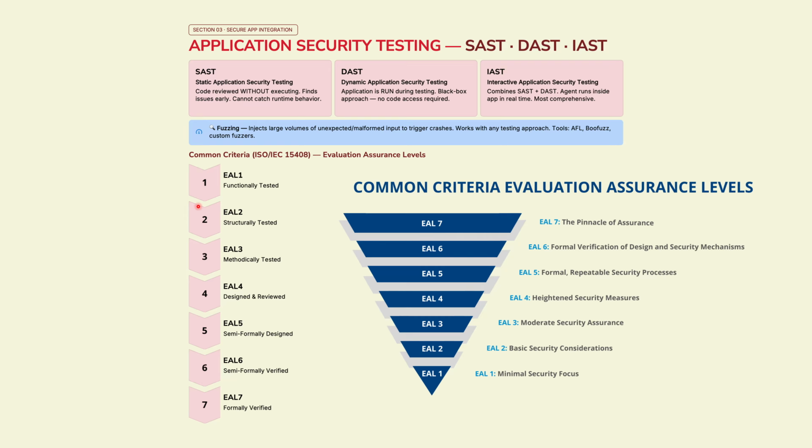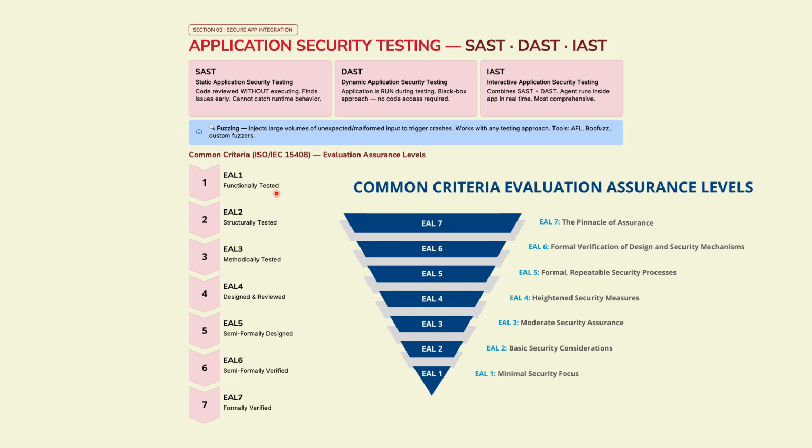They serve as the international gold standard for verifying that IT products meet defined security claims. At its core, the framework uses evaluation assurance levels from 1 to 7, that reflect the depth of the evaluation process.